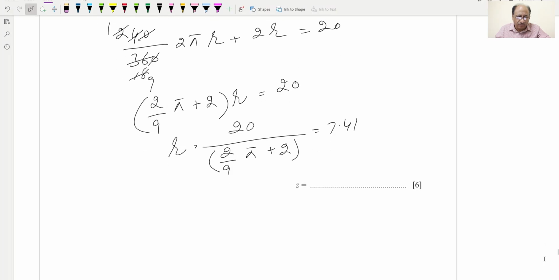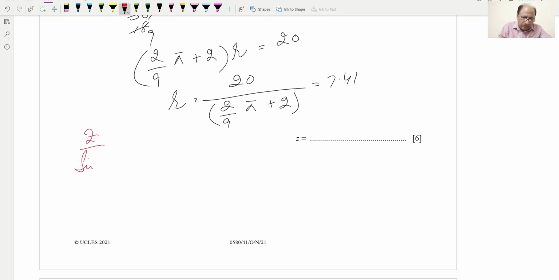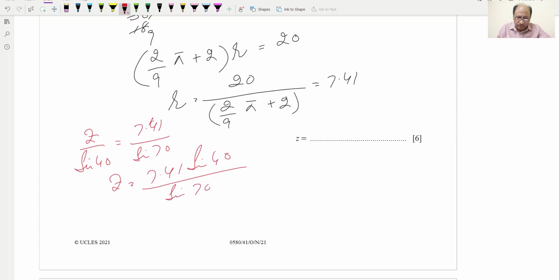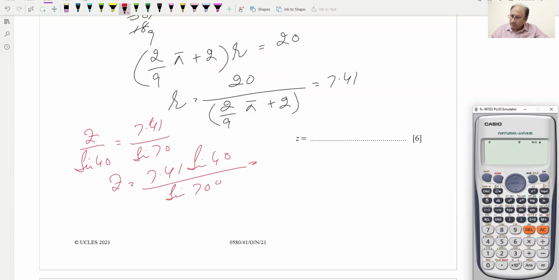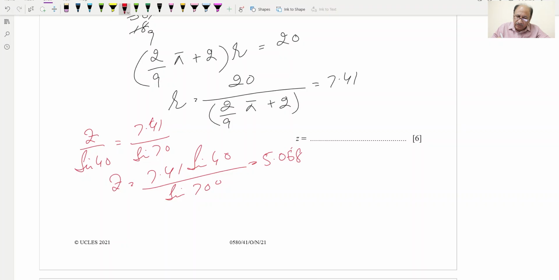So z over sine of 40 is equal to 7.41 over sine of 70, and z will be equal to 7.41 into sine of 40 divided by sine of 70 degrees, and this will be equal to 5.068. The rounded answer up to 1 dp will be 5.07. This was a 6 marks question, which we are done.